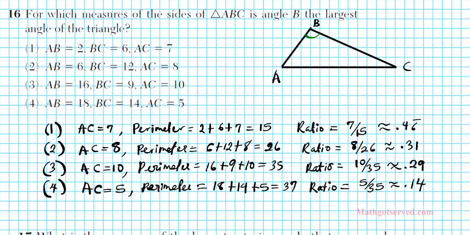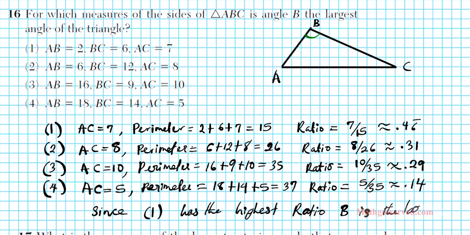Okay, so we can clearly see that, let's write a remark, since option 1 has the highest ratio, angle B is the largest out of the entire bunch. So the answer is option number 1.